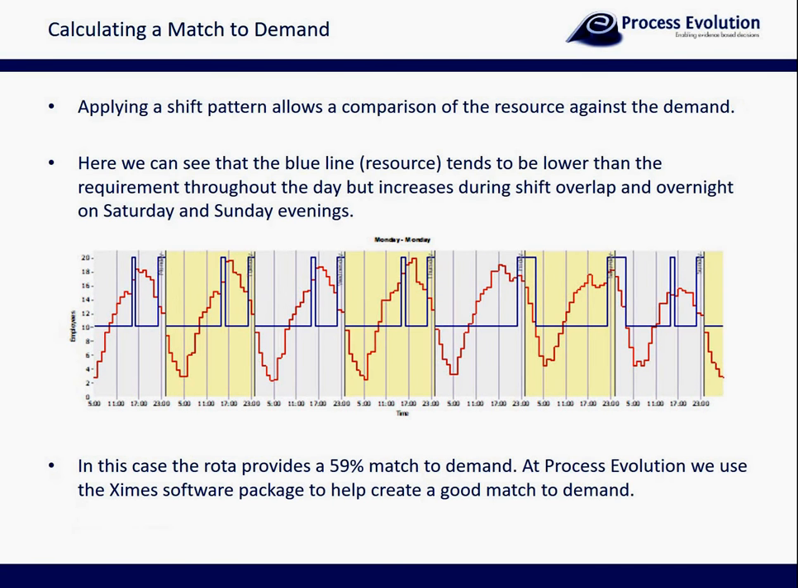When we look at putting that together with the shift pattern, we create a different diagram. So in this diagram we can see the blue line here, which is the proportion of resource available. It tends to be lower than the requirement, lower than the red line throughout the day, but it increases during the shift overlap and overnights on Saturdays and Sundays. In this case, the rota provides a 59% match to demand. So not a particularly good match, where it's overstaffed overnights, but possibly doesn't have sufficient staff available throughout the day.